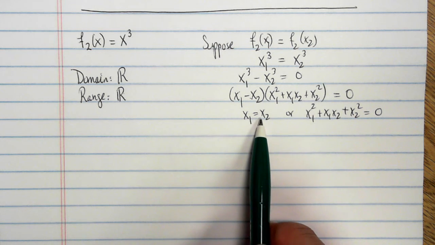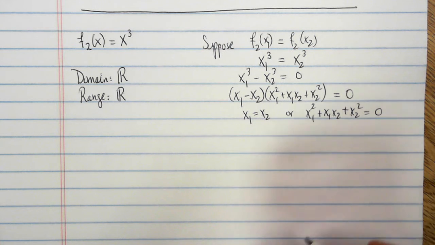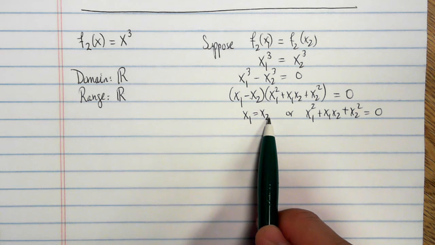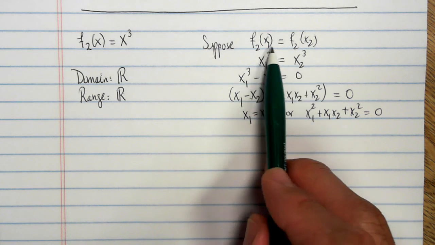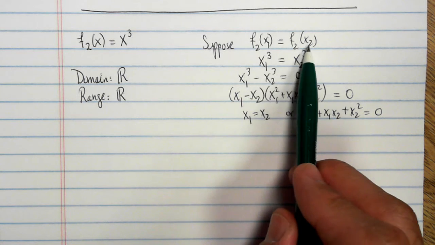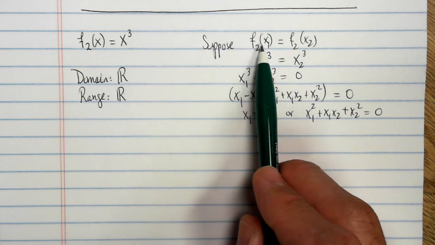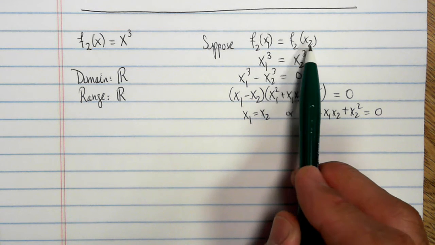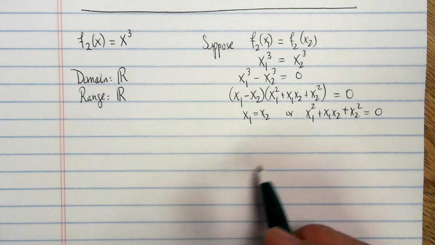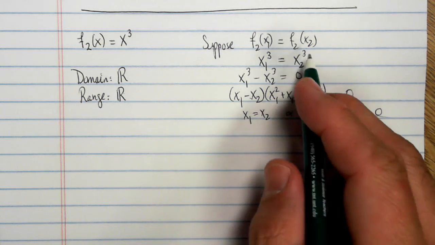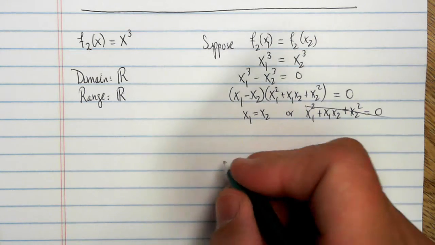So we can establish that this is in fact a 1-to-1 function. If f sub 2 of x1 is equal to f sub 2 of x2, then x1 is equal to x2. This last part is just a technicality. So that's 1-to-1.